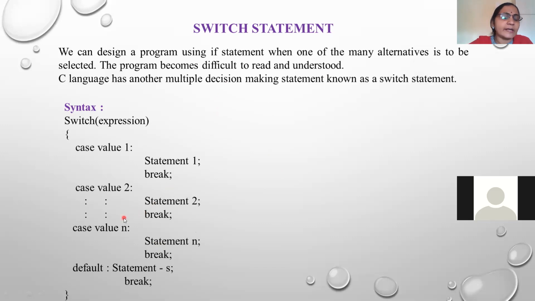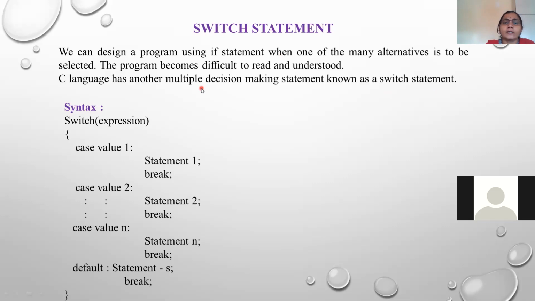So we have already started Unit 4, if statement and looping concepts. Out of which we have already learned about the control statements: if else, else if ladder, and nested if else. Today we learn about the switch statement. The switch statement is one of the control statements in the C language. In which situation do we have to use the switch statement?